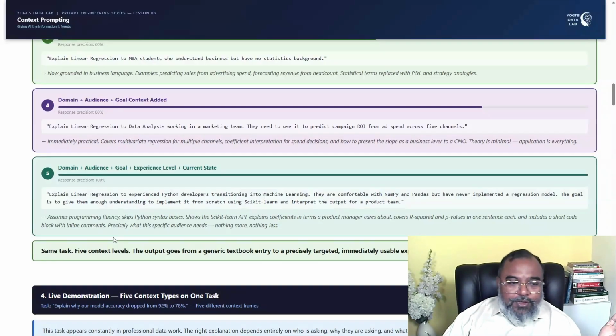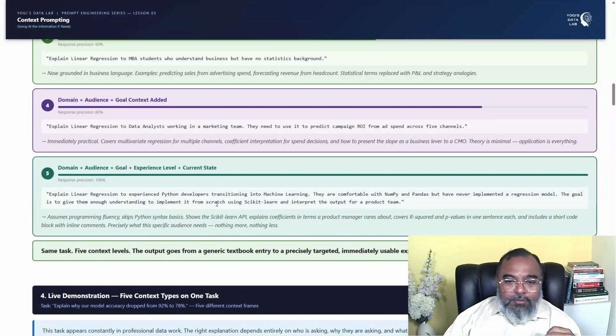So this assumes programming fluency. It skips Python syntax basics. Obviously that is a waste of time if a person already knows Python, right? So in this case, it is skipping the Python syntax basics. It shows the scikit-learn library that we are looking at. It will explain the coefficients in terms of what a product manager cares about, covers R square and the p values in one sentence each, and includes a short code block with inline comments. Precisely what this specific audience needs, right?